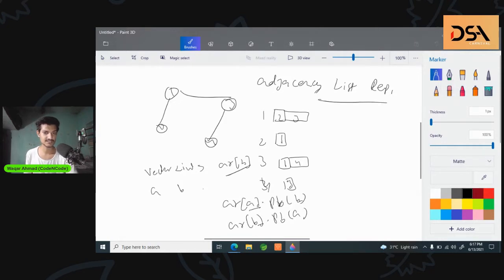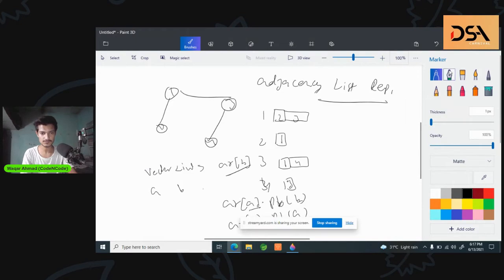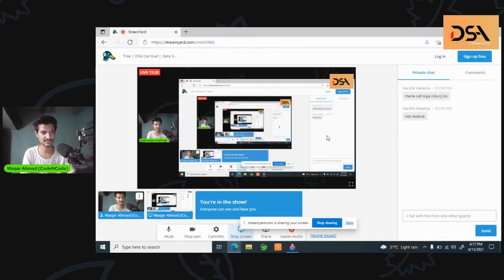So yeah, this is adjacency list representation that we have learned about, and then we have learned about adjacency matrix representation as well. So let's see if we have any question before we move on to other. And if you want me to show you some practical implementation, we can do that too.